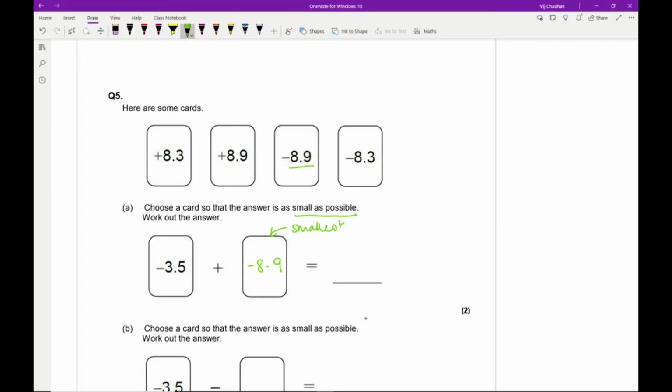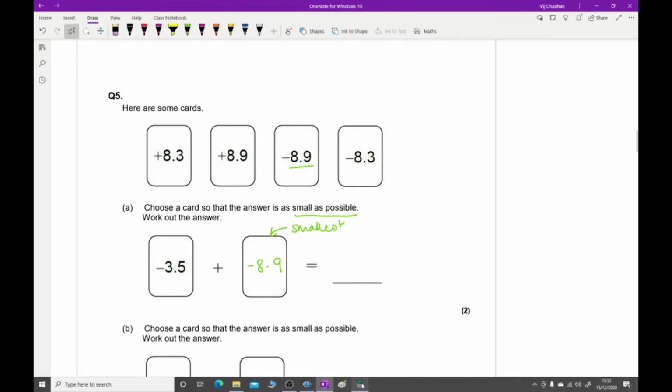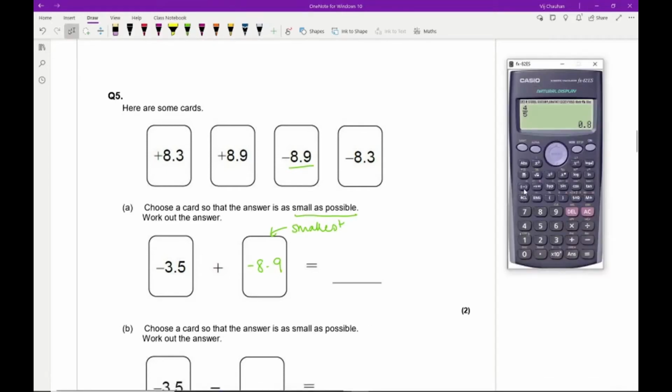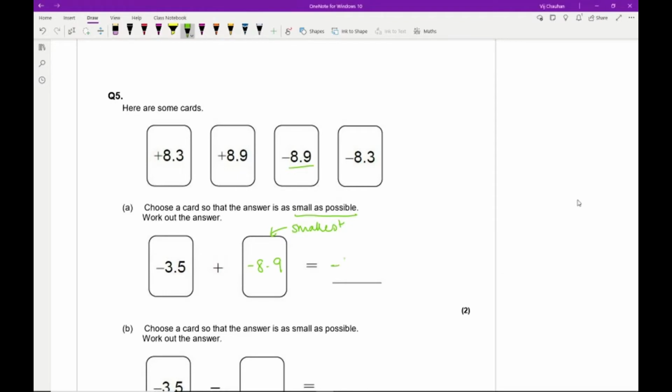into my calculator. So all I'm going to do is get my calculator, I'm going to enter minus 3.5 plus and then minus 8.9, and I get the answer of minus 12.4 for 2 marks. I'd get 1 mark for minus 8.9 and 1 mark for minus 12.4.